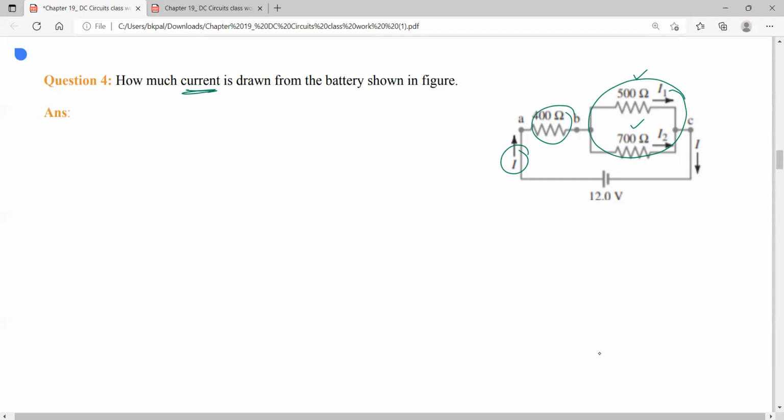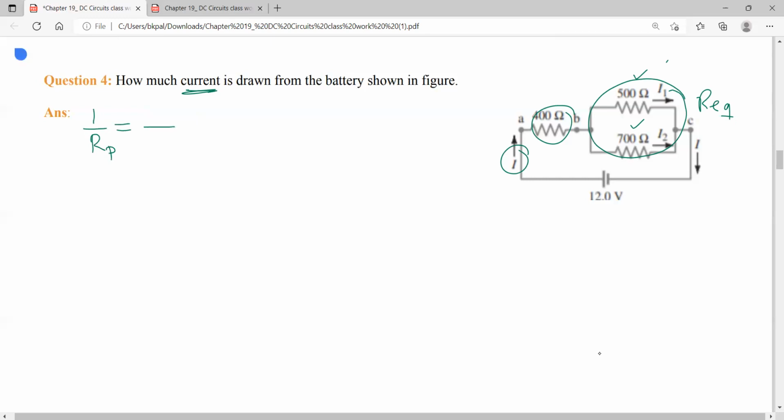Again, there are many ways to solve this kind of problem. I'm solving in one way; you can solve in any method. The first thing you have to determine is the R equivalent. To do that, first let's find the R equivalent between 500 and 700 ohm, and let me call it RP, because they're connected in parallel.